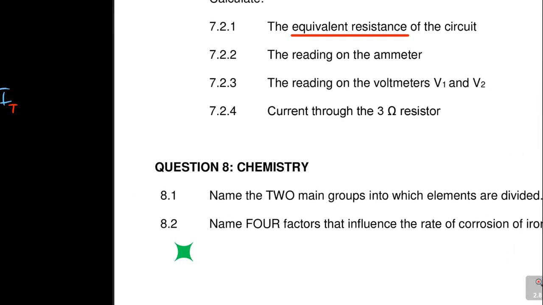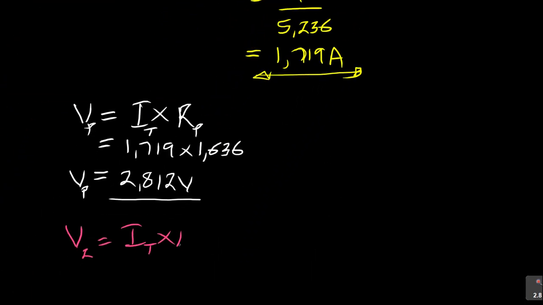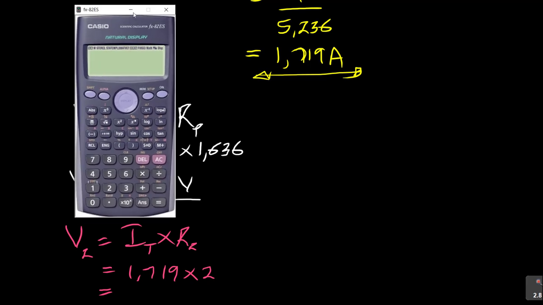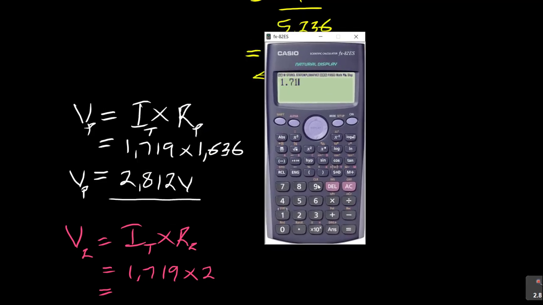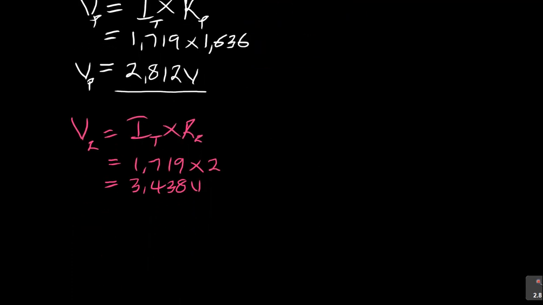It's across the 2 ohms, so we are going to say R2. V2 is equal to IT times R2, which is equal to the current 1.719 times the resistance, which was 2, and that will give us the answer because they said across. 1.719 times 2 becomes 3.438, which is 3.438, again volts. Are you getting that? So that's how you find V2. Here I don't want you to make it VP, let's call it V1, because they said let's calculate V1. Guys, is it making sense?